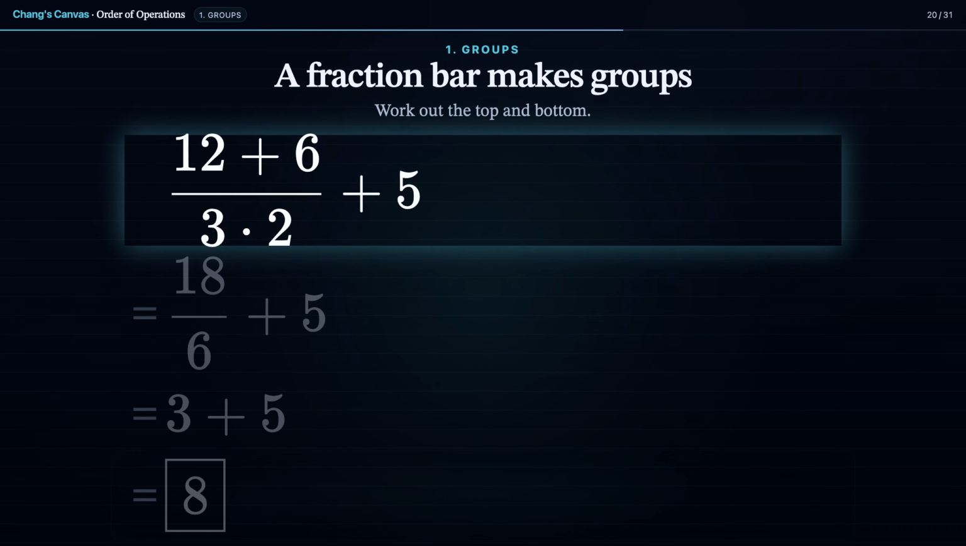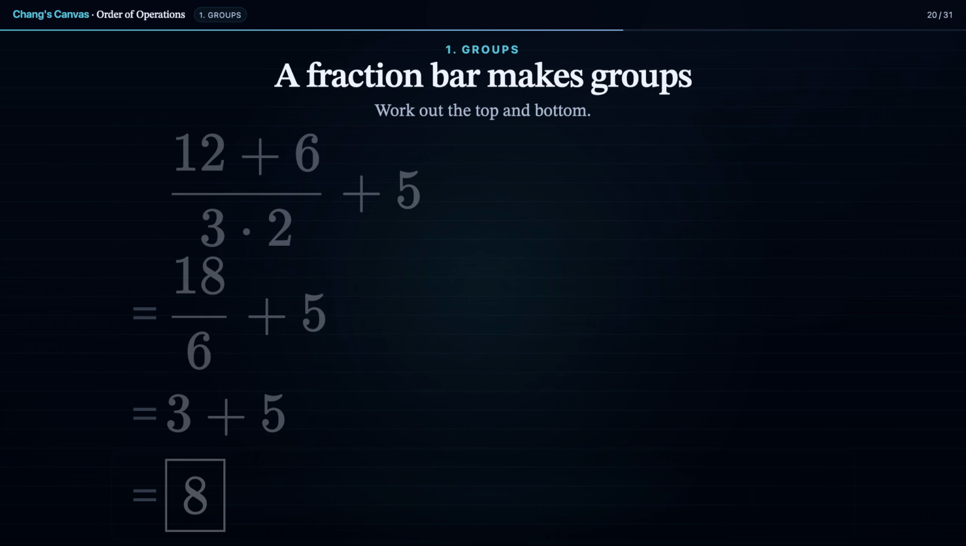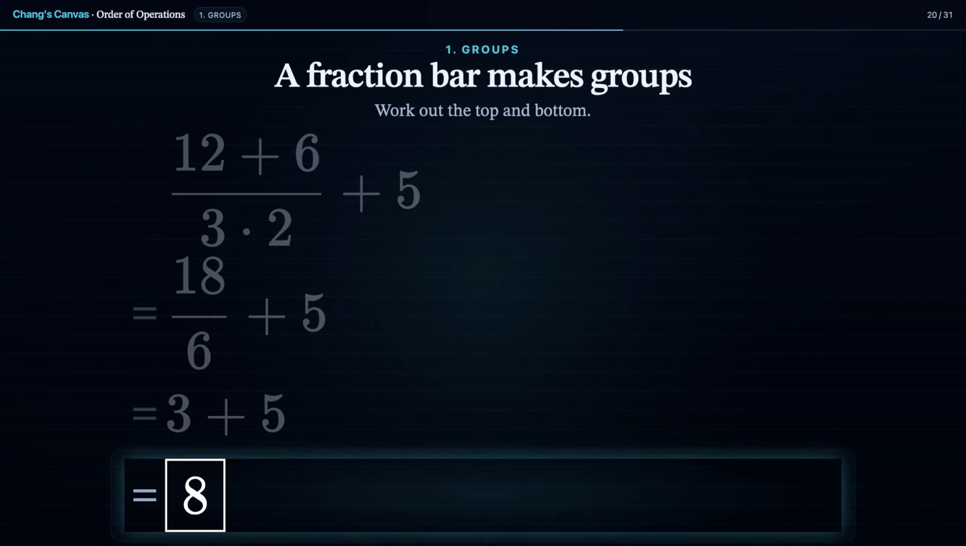A fraction bar also makes groups. On top, 12 plus 6 is 18. On the bottom, 3 times 2 is 6. 18 divided by 6 is 3, and 3 plus 5 is 8.